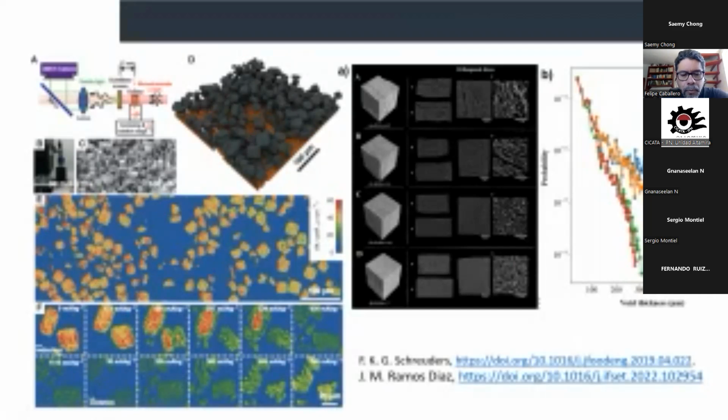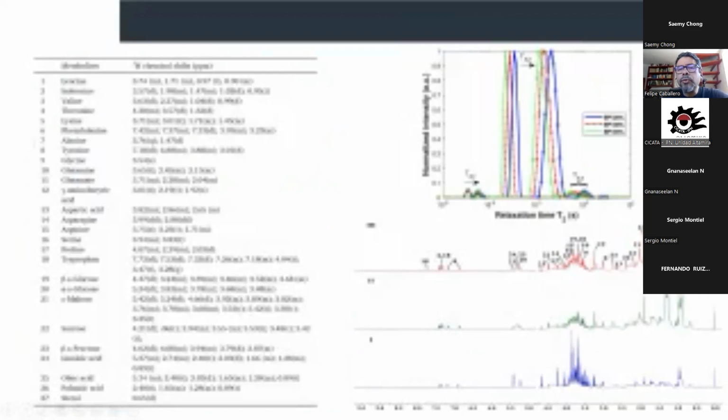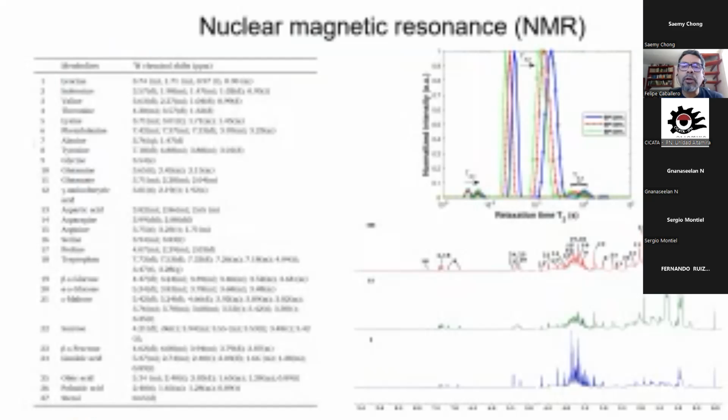Another very useful technique is for identifying, for example, the amino acid profile, because we discussed that it is very important to have a balanced amino acid profile in plant-based meat analogs, because a single plant doesn't give all the amino acids that the human body requires. So you have to have a mixture of different plants to have a correct balance of these amino acids.